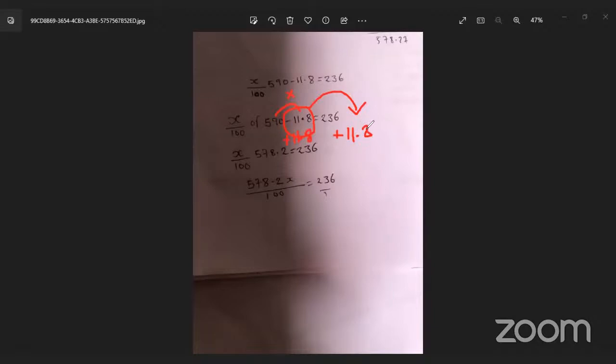Now Axmed, 39 times 4.25. Okay, adding 11.8 on both the sides. So this gets removed. Then this is getting added. This is the method to do it, Jim. You cannot do it directly. I hope you're clear now.